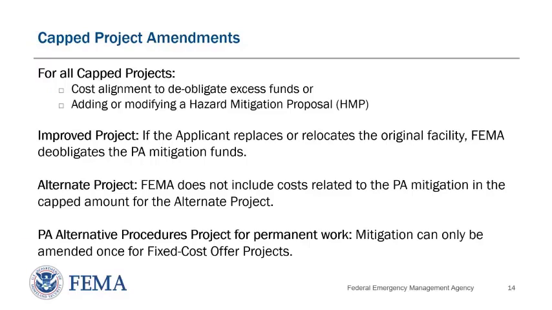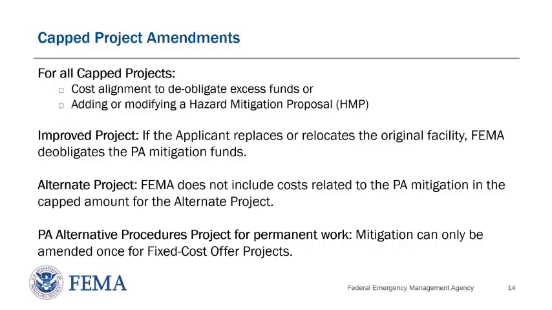A little more information on capped project amendments. So we did discuss that FEMA provides the three options to provide flexibility for the applicant to use PA funding differently than restoring the pre-disaster design and function of the facility. For these options, FEMA caps the amount of PA funding based on the estimated amount to restore the damaged facility to its pre-disaster design and function, including current eligible codes and standards as defined in Chapter 8, Section 3, Codes and Standards.